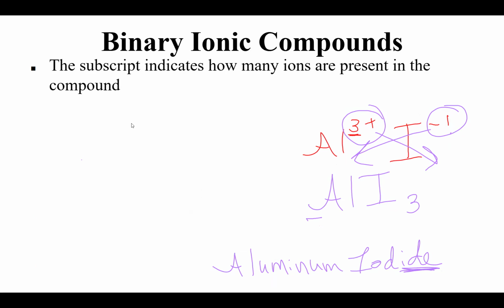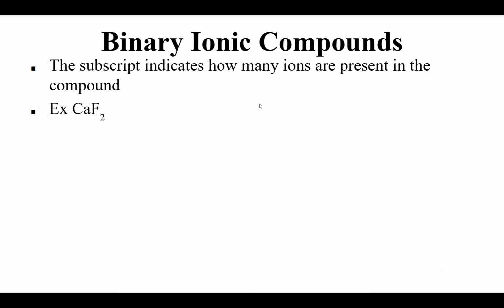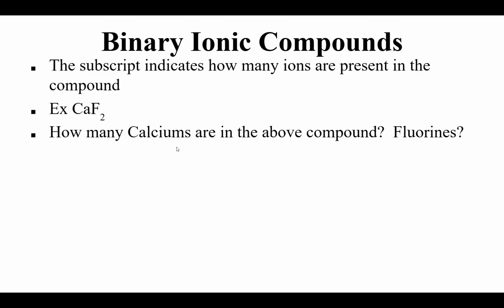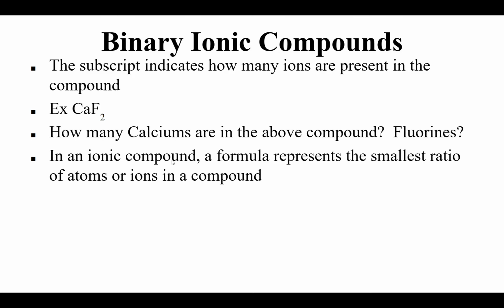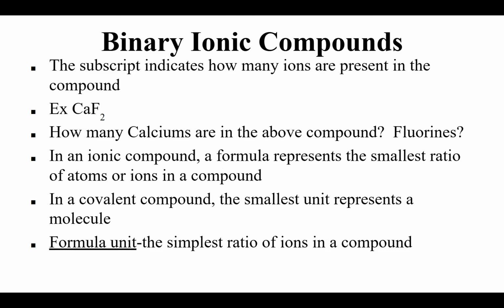Now, the subscript, as I mentioned before, just tells us how many ions are present in the compound. We have calcium fluoride here, which means we have 1 calcium and 2 fluoride atoms. In an ionic compound, the formula represents the smallest ratio of atoms or ions in that compound. In a covalent compound, the smallest unit represents a molecule. A formula unit then is the simplest ratio of ions in a compound.